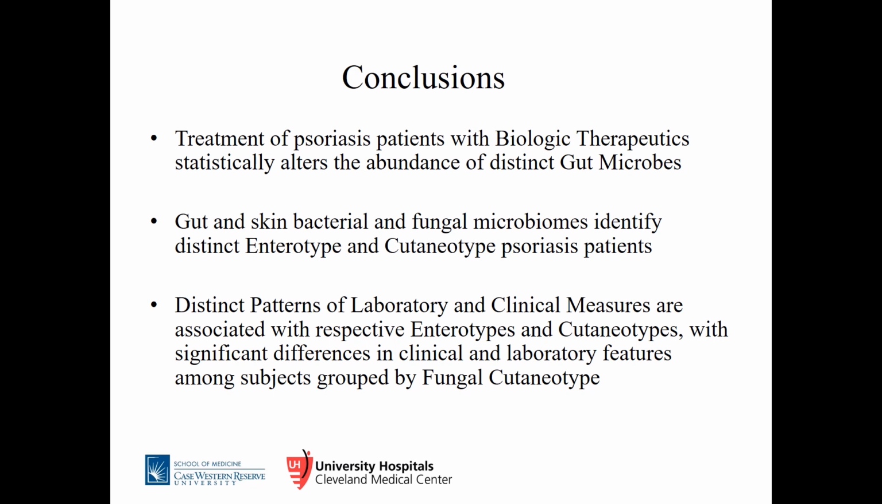Thus, in conclusion, we show that treatment of psoriasis patients with biologic therapeutics statistically alters the abundance of distinct gut microbes. Gut and skin, bacterial and fungal microbiomes identify distinct enterotype and cutaneotype psoriasis patients. Distinct patterns of laboratory and clinical measures are associated with respective enterotypes and cutaneotypes, with significant differences in clinical and laboratory features among subjects grouped by fungal cutaneotype.